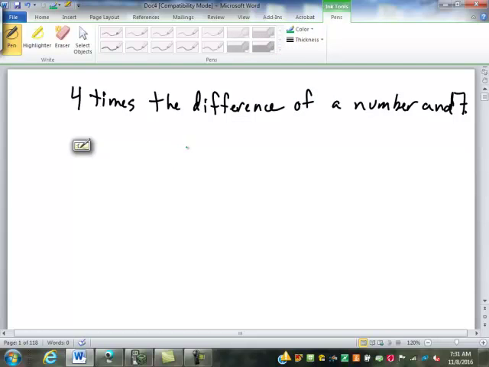Careful. Remember, the difference is the result of a subtraction problem, which implies you must do the subtraction problem first and then multiply the result by 4. So how would I express that? Okay. So it's going to be 4 times a set of parentheses. What's going to be in the parentheses? X minus 7. Perfect.